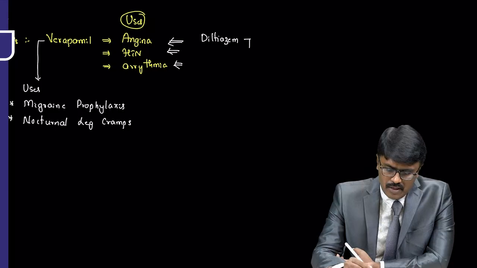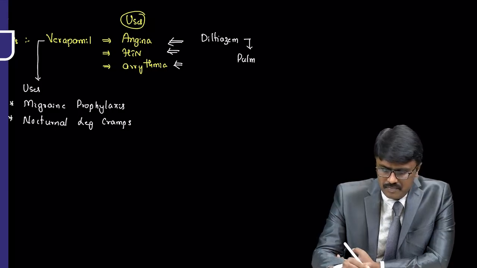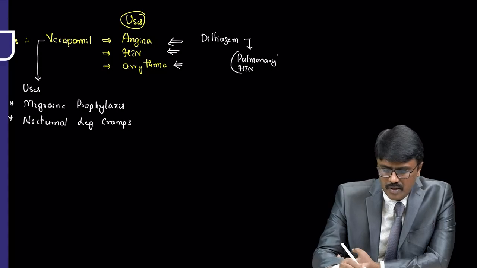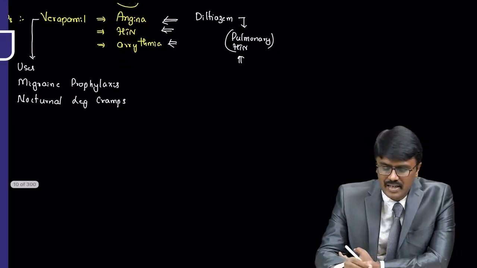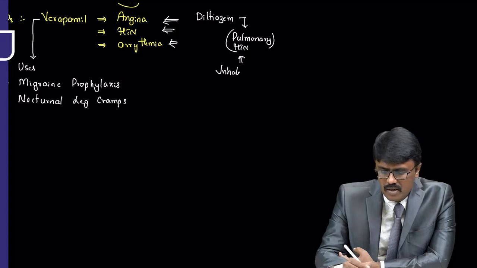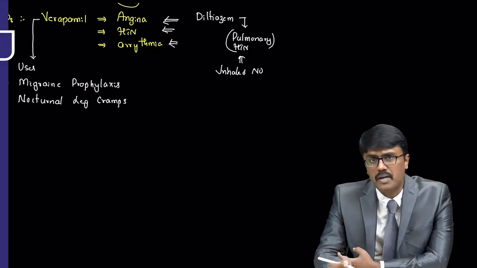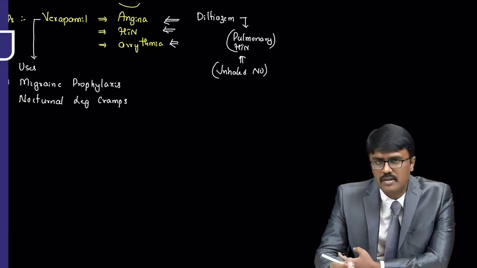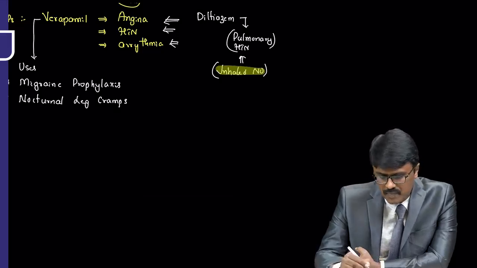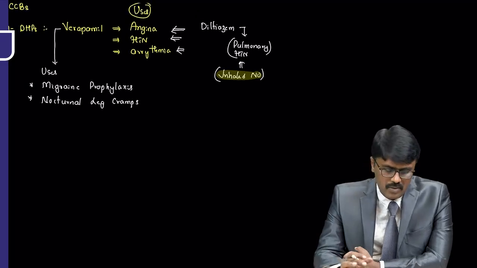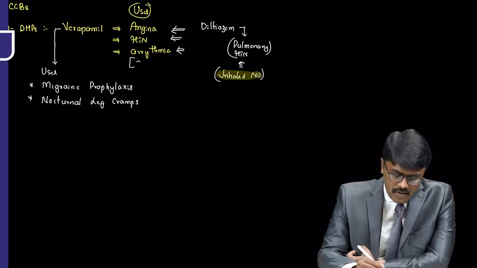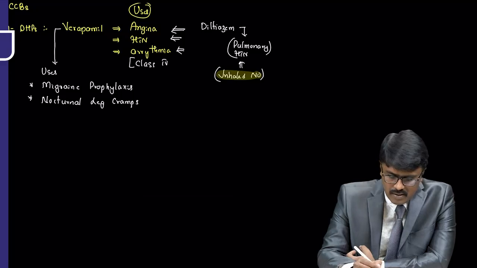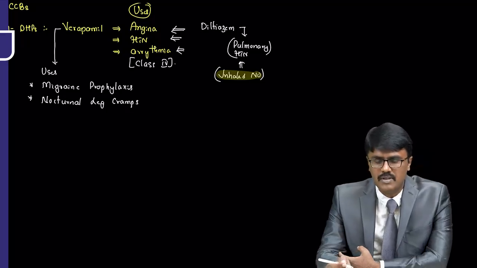Is there any other use of diltiazem apart from this? Yes, it is used in pulmonary hypertension. Now please remember one more point I want to add. For pulmonary hypertension, we use inhaled nitric oxide. Very, very important point. Inhaled nitric oxide is used in pulmonary hypertension in neonates. Very, very important point, mark it. So this is what I mean by lateral study. You'll understand here. So this is about verapamil and diltiazem, and they belong to class 4 antiarrhythmics.